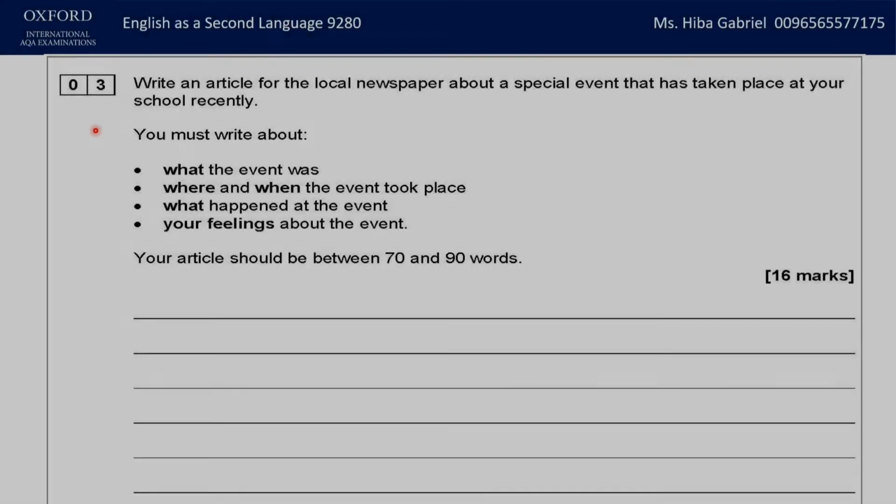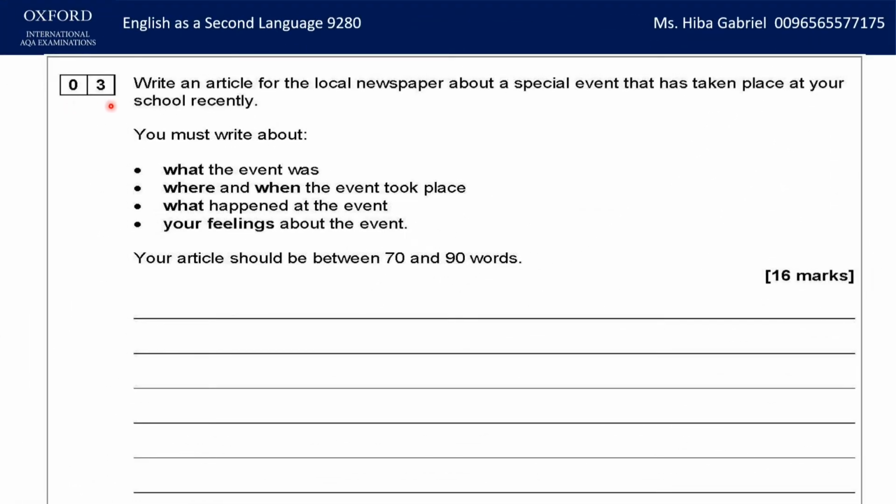As previously mentioned, Task 3 is part of the writing paper. You are provided with a prompt and 4 key points that need to be included in your piece of writing. Your response should be between 70 to 90 words and should not exceed that limit. This task is marked out of 60.